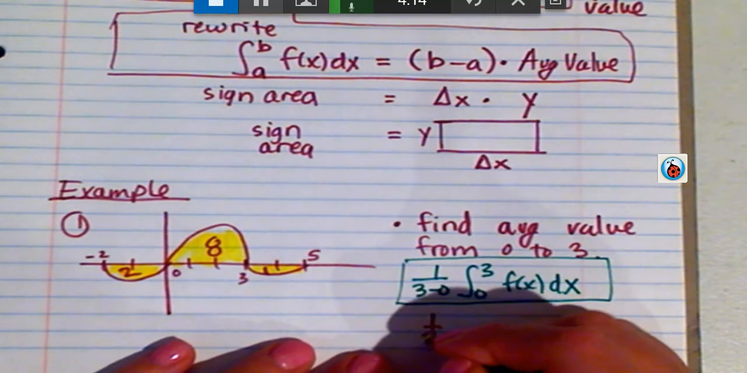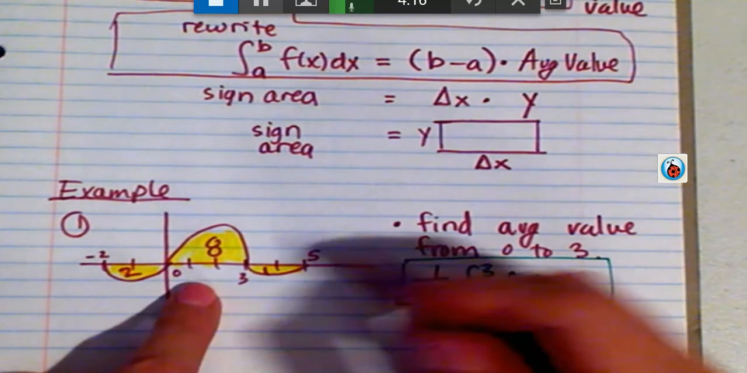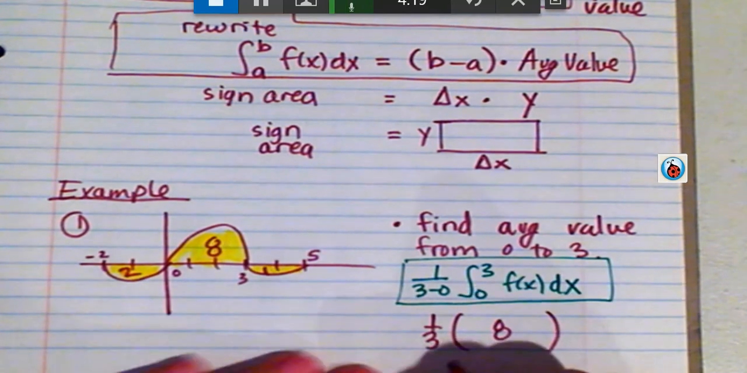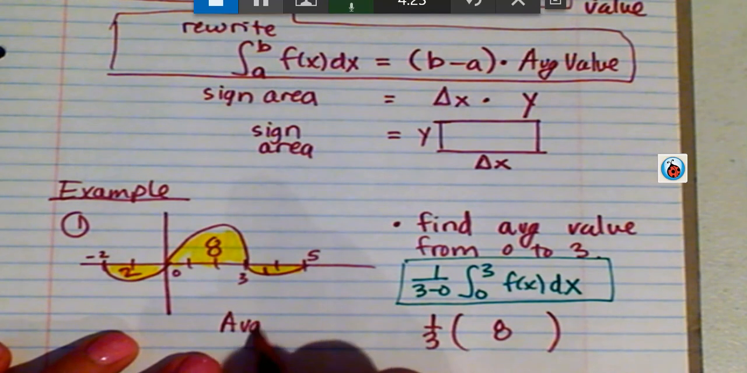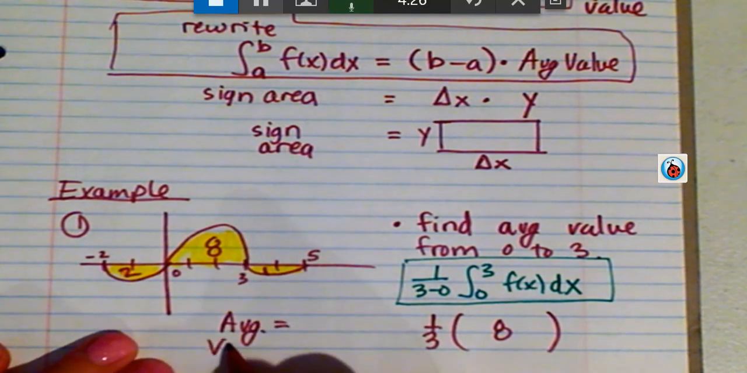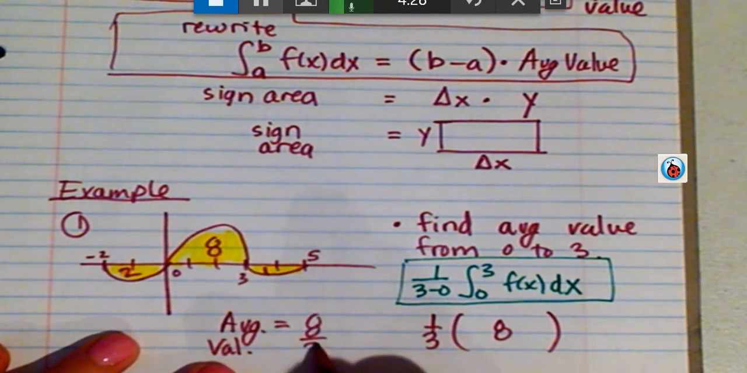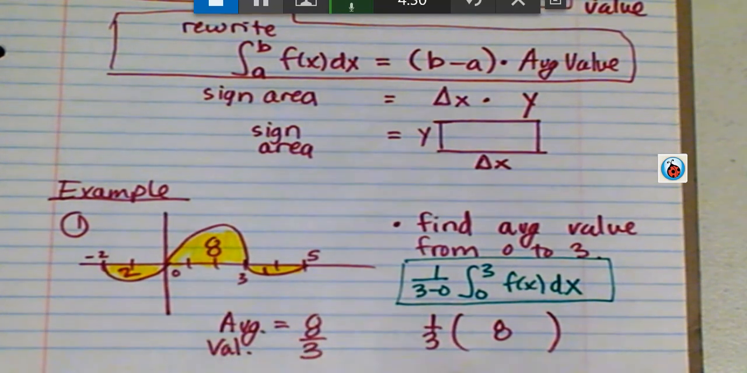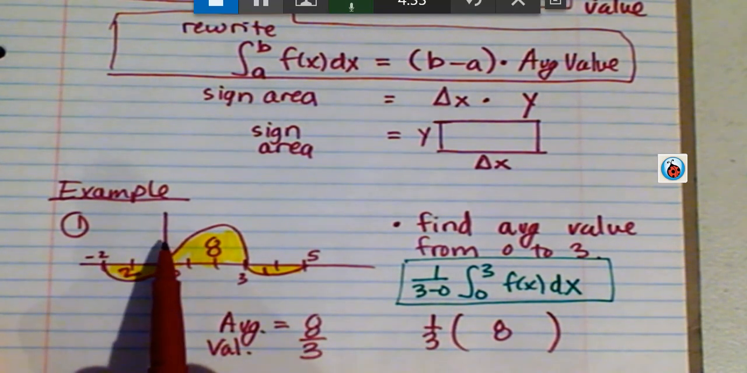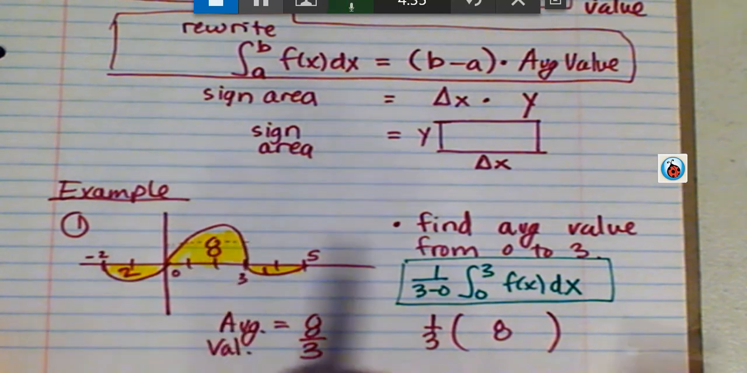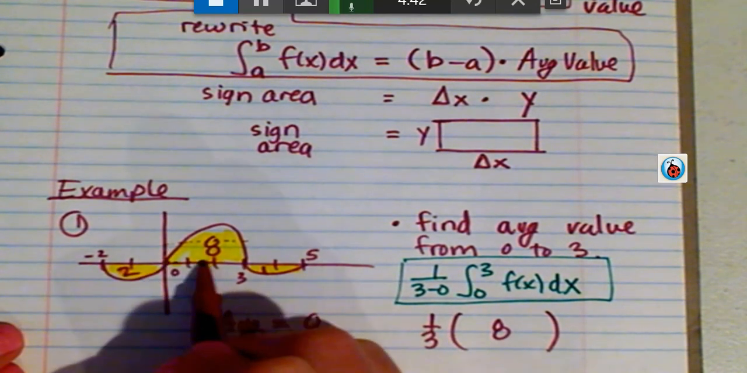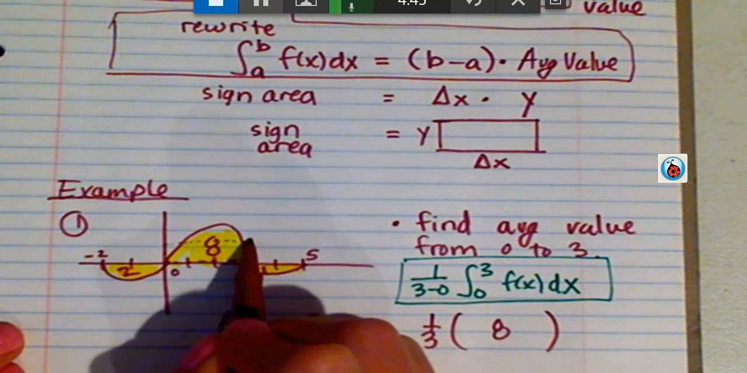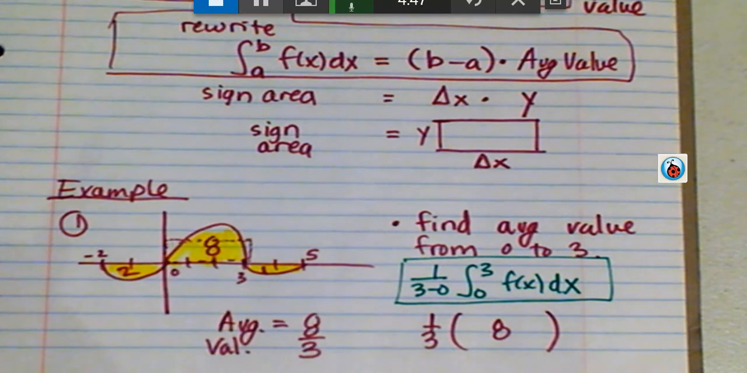So I have 1 over 3, and from 0 to 3 is 8. So the average value is 8 over 3. That's the average value. Kind of like this tall. My graph isn't to scale, but notice that's the average height, and you've got this corresponding rectangle here if we had drawn to scale.